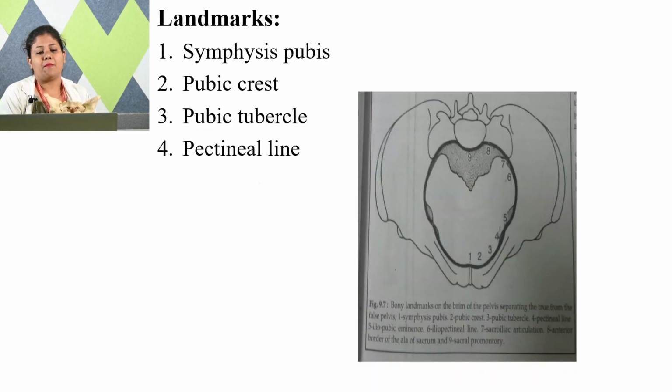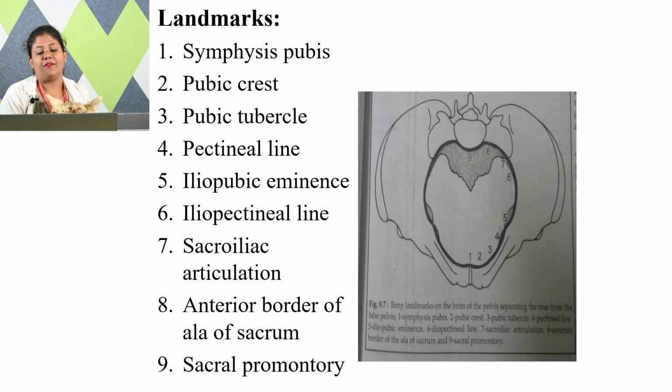Coming towards the landmarks. We have 9 total landmarks in the female pelvis. Landmarks are very important when the woman is giving birth to the child. They denote where the baby's head is during the normal delivery, so we need to know the landmarks of the female pelvis.